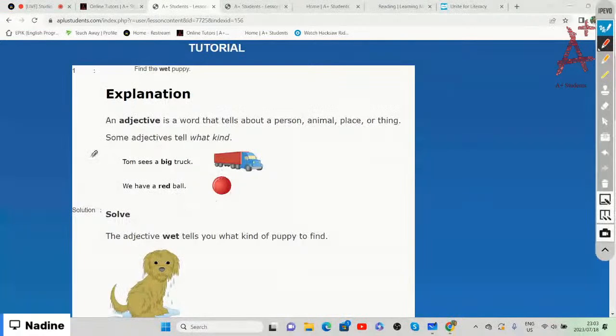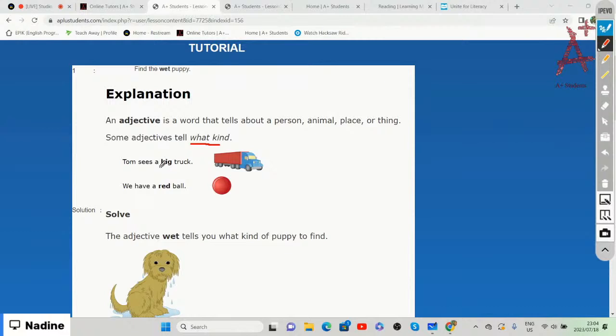Some of the adjectives will tell us what kind. It can be what kind in size, in color, it's more an explanation of something. And you also get adjectives that will tell us how many. It is where you would give a number like 5 or 3 apples, 1 bowl, you understand? But in this case, some adjectives tell us what kind.